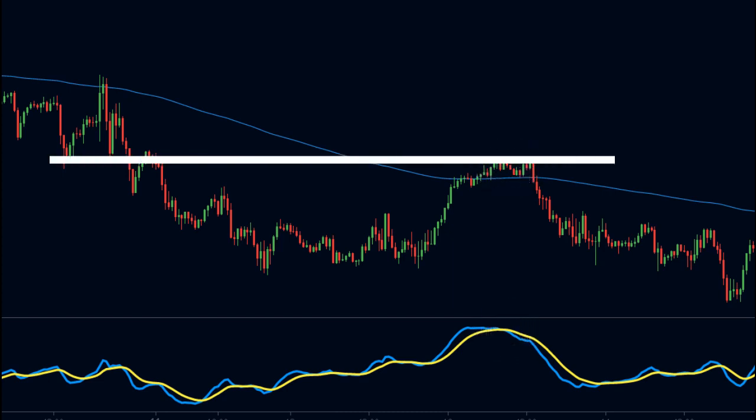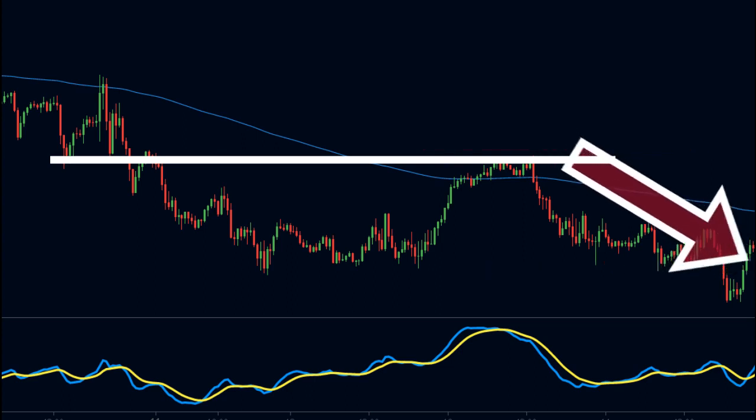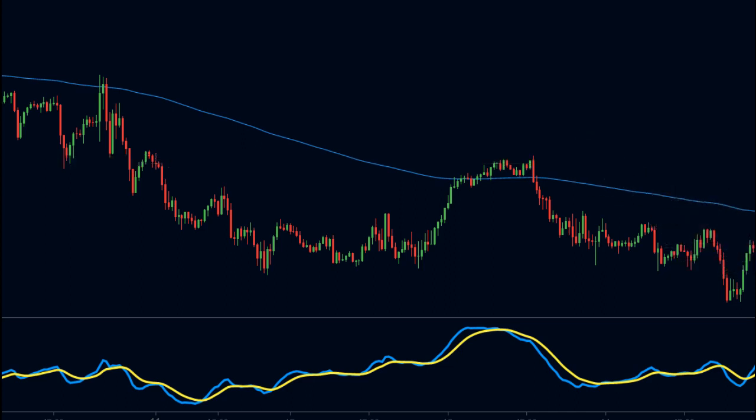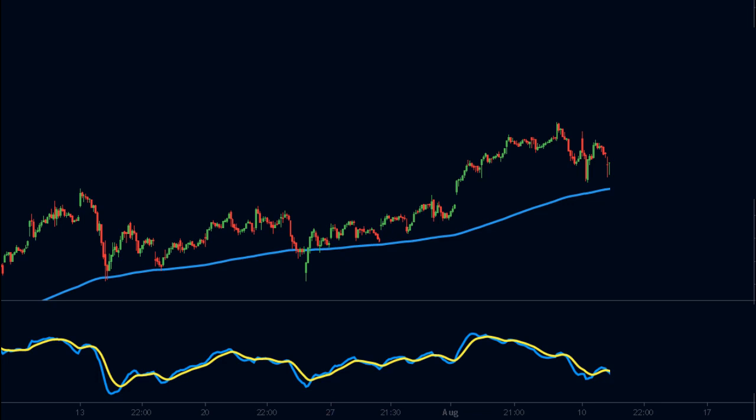We can keep our stop loss above the resistance level here, and we can keep our targets at 2:1 risk to reward ratio. As we can see, the price quickly reversed after our entry, and we made good profits. Let us now look at the buying setup.